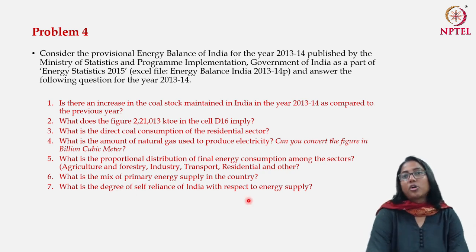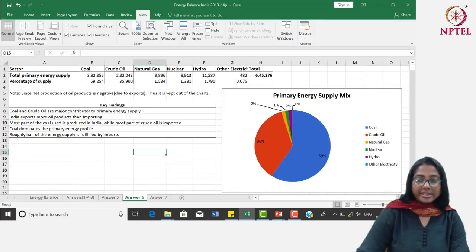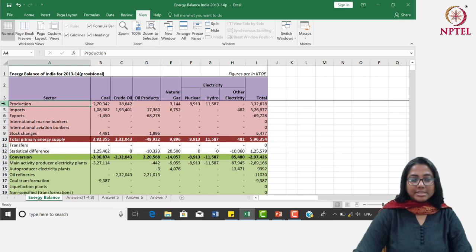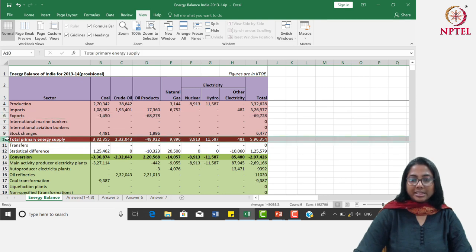Now, the moment we start talking about self-reliance, it basically depends on what is your total consumption or total supply of energy, how much you are producing yourself and how much is coming from outside. So, higher the dependence on import, lower will be your self-reliance. And this actually comes out very nicely from this energy balance table. If you again look at the supply sector, you will see production, this is domestic production, then you have export and import, and then you have total primary energy supply.